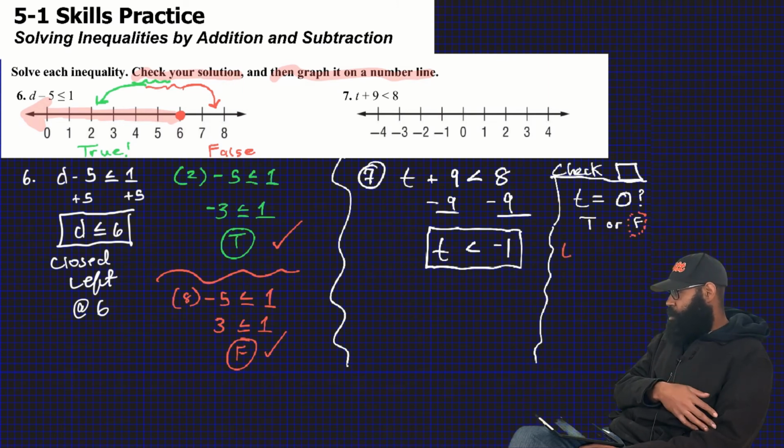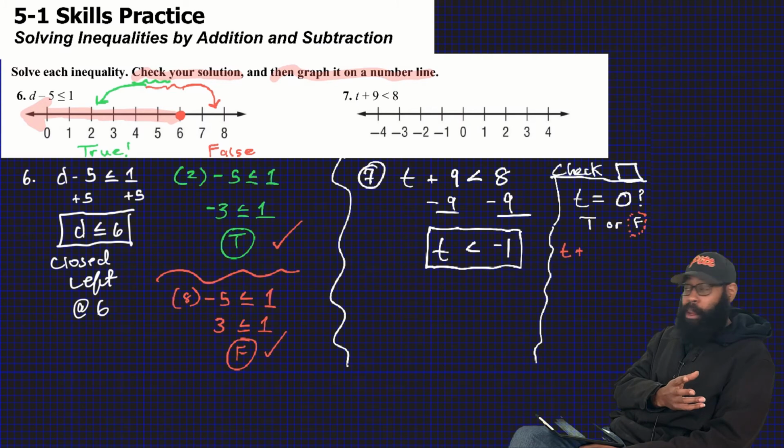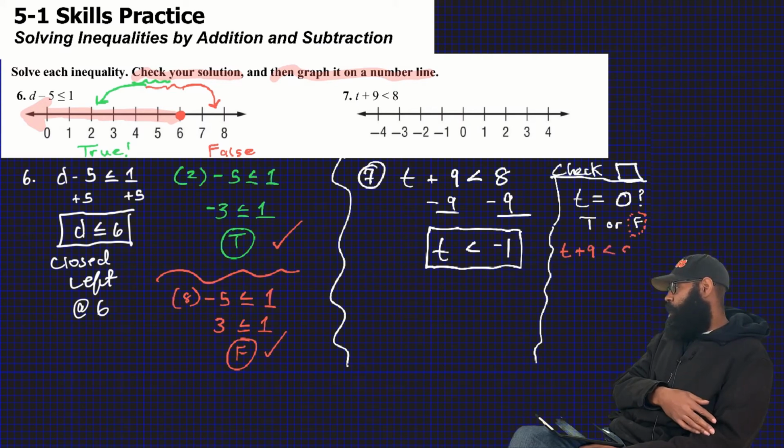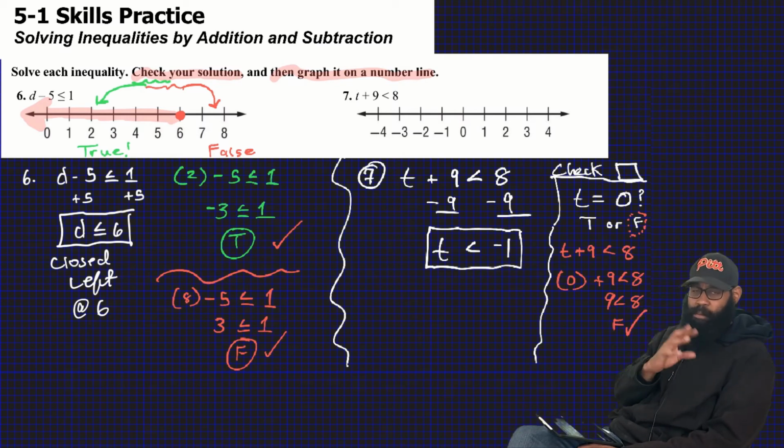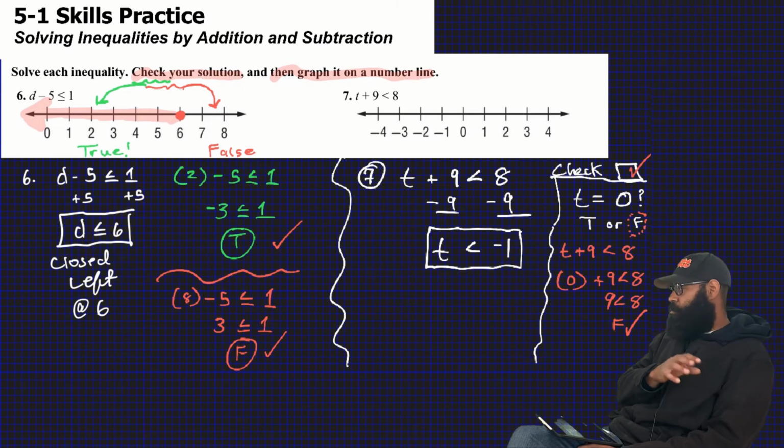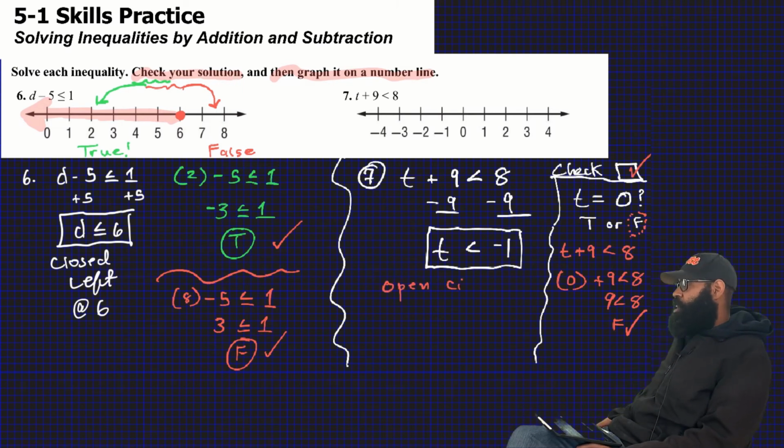0 less than -1? No, 0 is greater than -1. And the reason why is because when you add 0 to 9, you tell me, is 9 less than 8? No, that's false. So 0, and this is what I mean by testing a point, doing it in different methods. 0 should be false, and it is false.